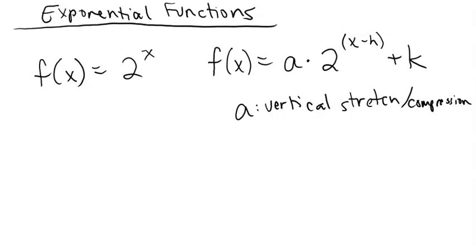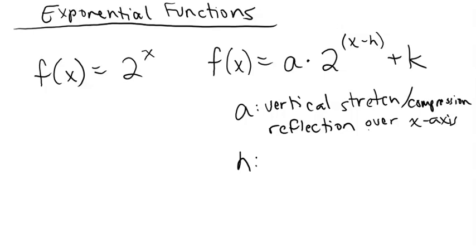We also saw that when a is negative, it was a reflection. So it could also be a reflection. Not every graph is going to have a stretch or a compression or a reflection. So we have to look and see. These reflections are going to be reflections over the x-axis.